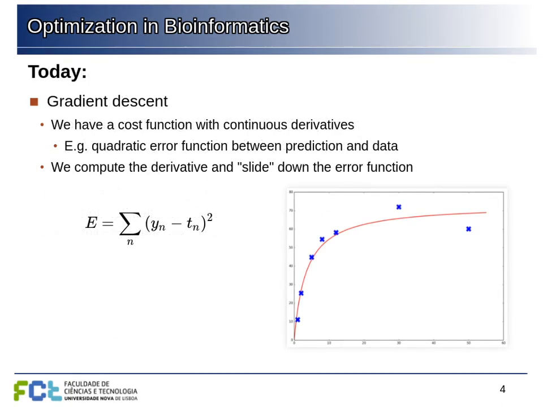So one approach that we're going to look at is gradient descent. Suppose that we have a cost function or a target function, an objective function with continuous derivatives. For example, one that is widely used is the quadratic error, which is the sum of the squares of the differences between what our model is saying and what the target values should be.